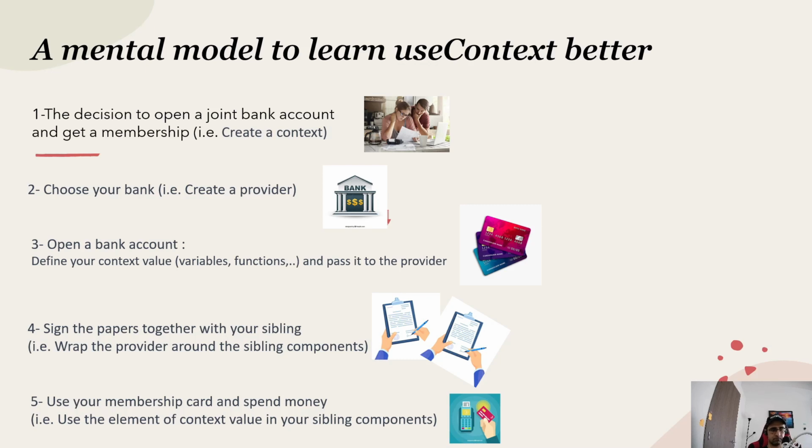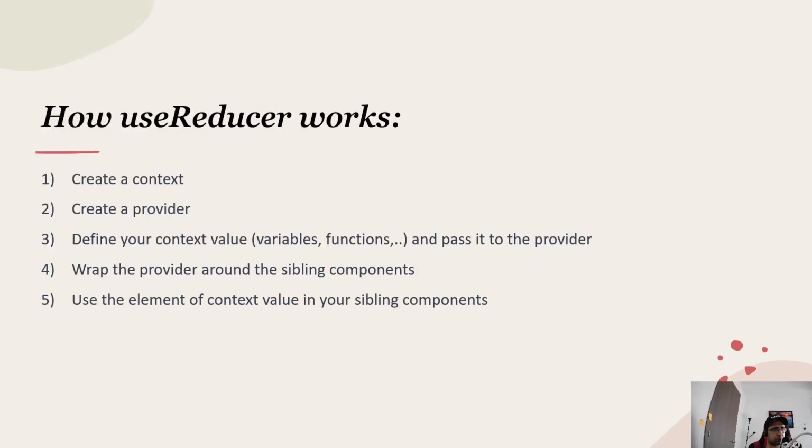In conclusion, you first create a context, the moment you and your sibling decide to open a bank account together, right? The second step was to create a provider, or to choose your bank. The third step is to define your context value, which can be variables or functions, and pass it to the provider. In other words, you decide the type of your bank account. Step 4 is to wrap the provider around the sibling components. In other words, you are entering an official contract with the bank, and the bank will cover you.